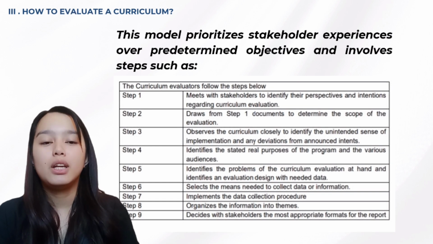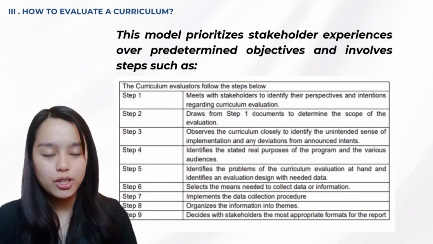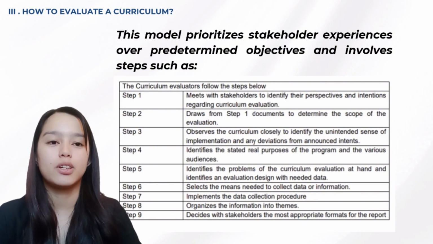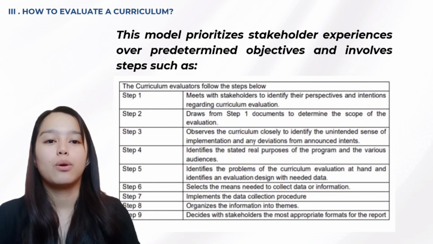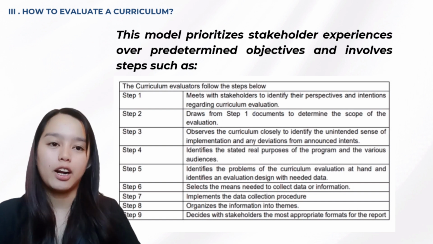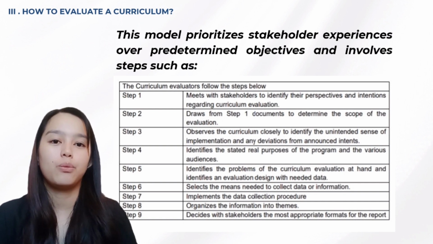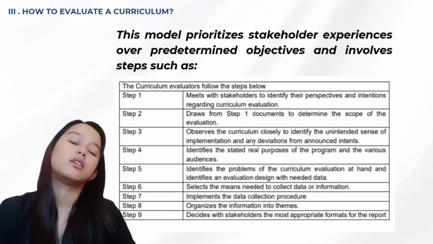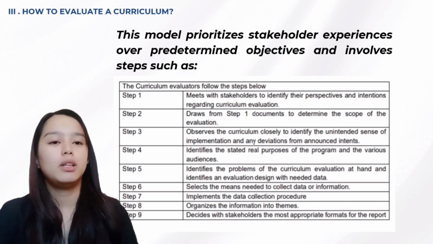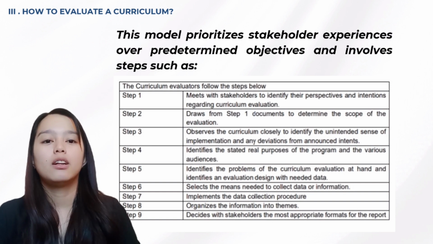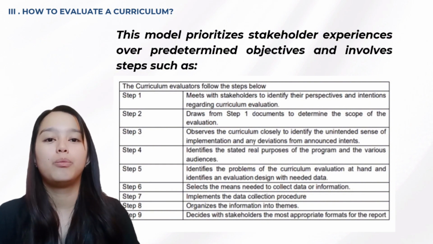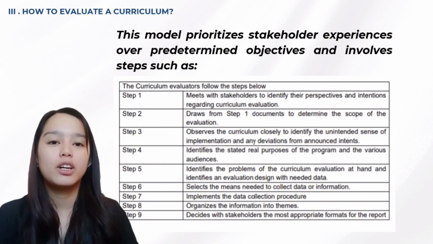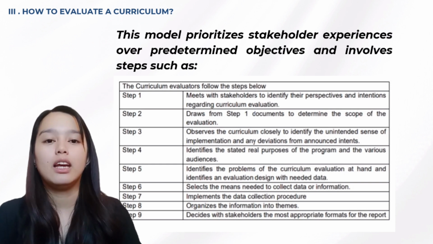Okay, now there are 9 steps or processes in the Stake responsive model. First we have, meet with stakeholders. So these stakeholders can include, again, teachers, students, parents, administrators, and even community members. So evaluators discuss their expectations, their concerns, and what they think is important to evaluate. Second we have, determine the scope. Now, based on the initial meetings, evaluators define the focus areas. So this could be how well the curriculum supports diverse learners or whether it encourages critical thinking.